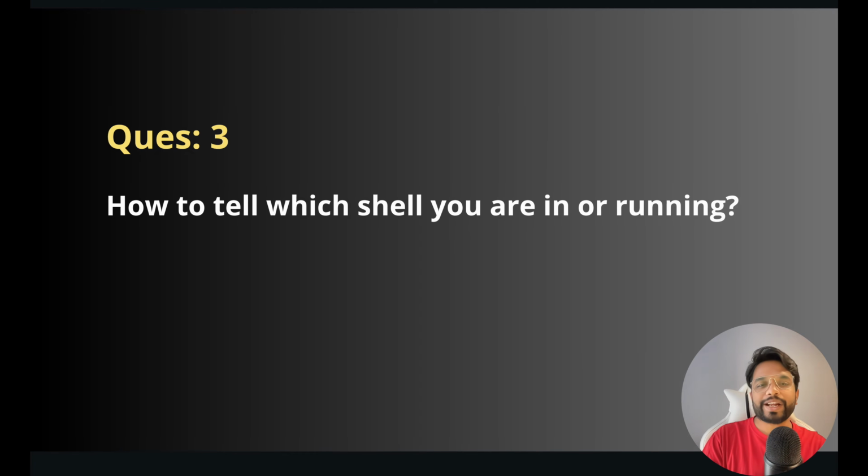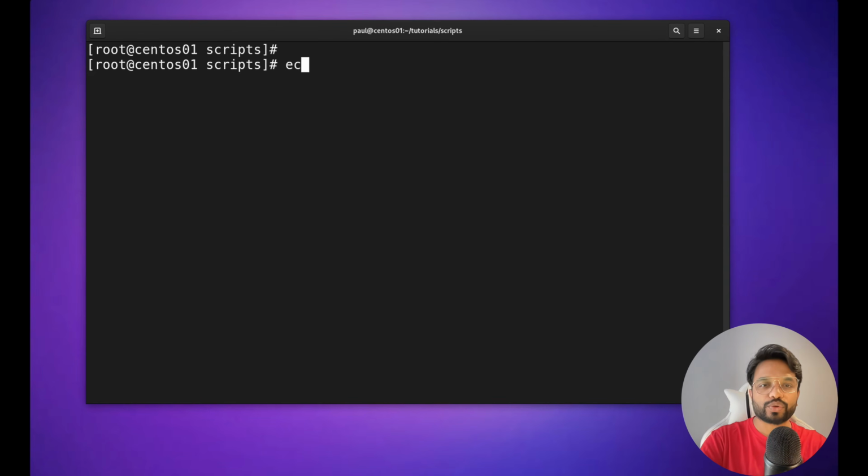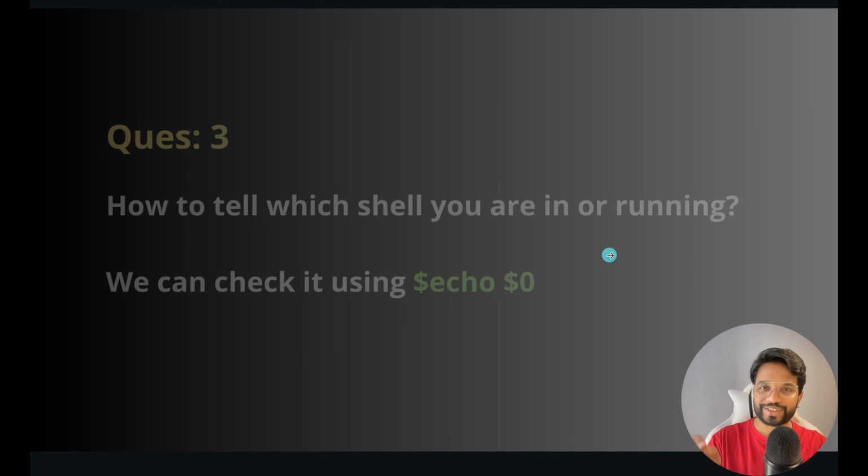Question number 3, how to tell which shell you are in or currently running or using? We can simply use the echo command, echo $0. So I can also show you echo $0. So currently I'm using the bash shell. So the name of the shell is bash.